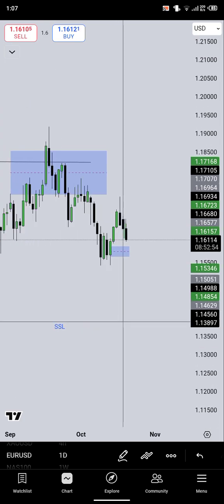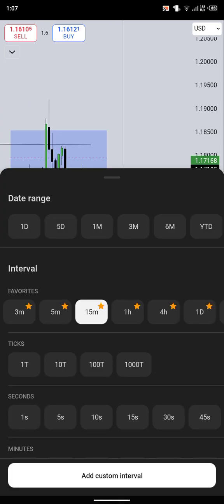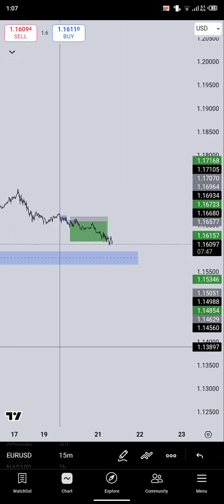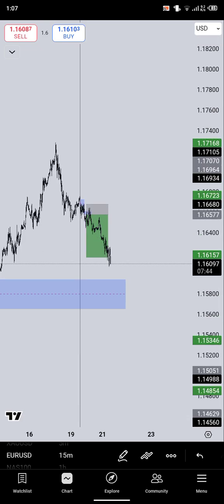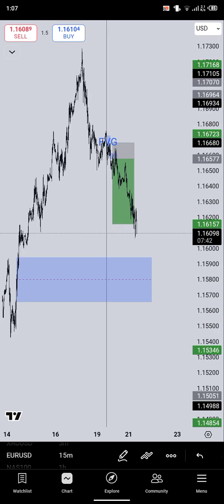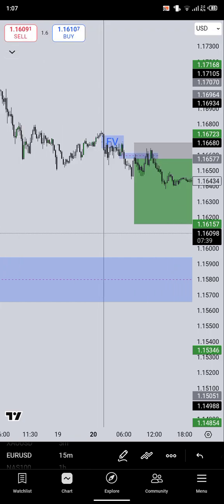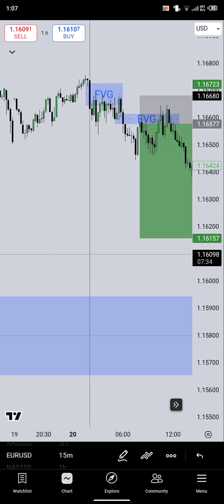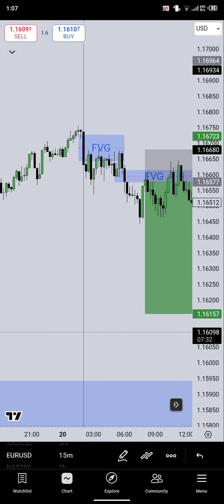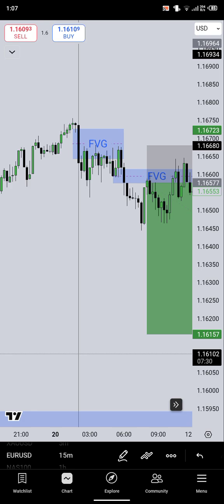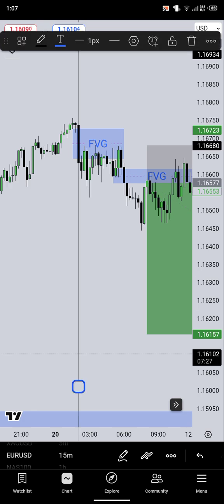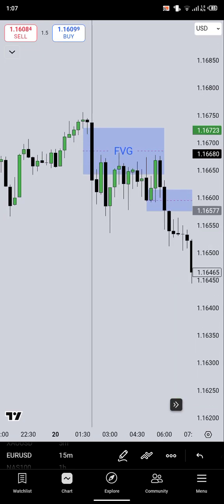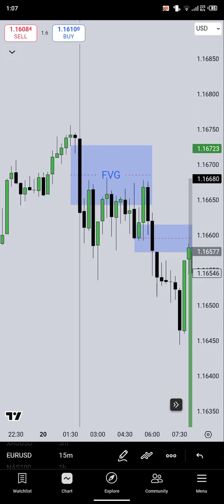And then I went down to the 15-minute time frame. This black line here is indicating the start of the London session for that particular day. As soon as the session opened, we notice price created a fair value gap.